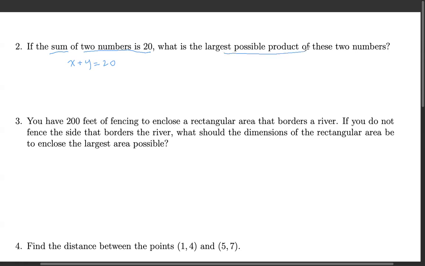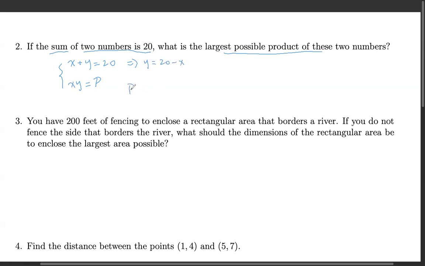Well, largest possible product. Product means multiply those two, right? Equals to, we don't know what it equals. So let's call the product P. So we have these two equations given. So how do we manipulate those two equations to get a function? Okay, so the first one gives us y equals 20 minus x.